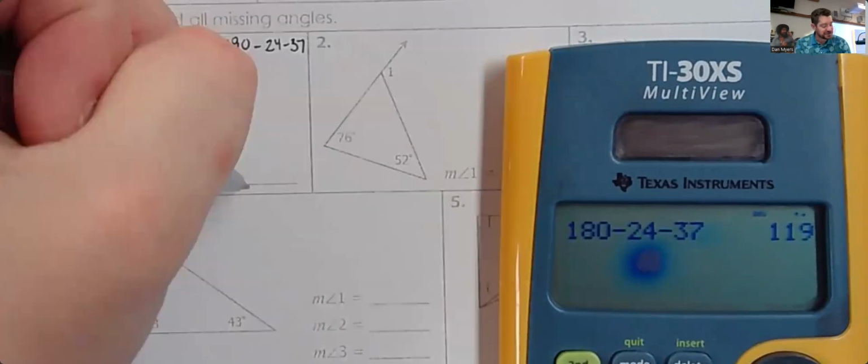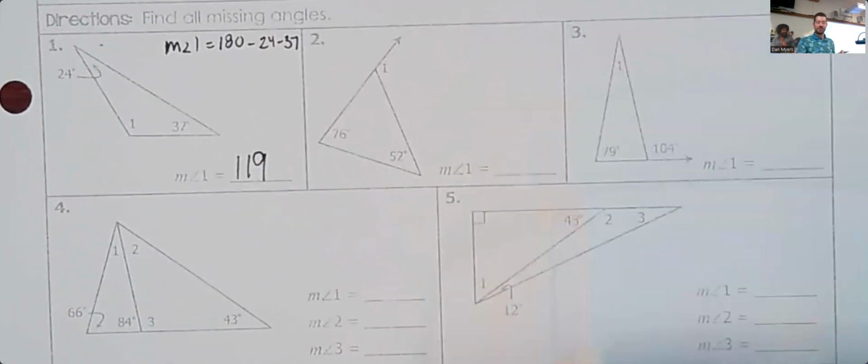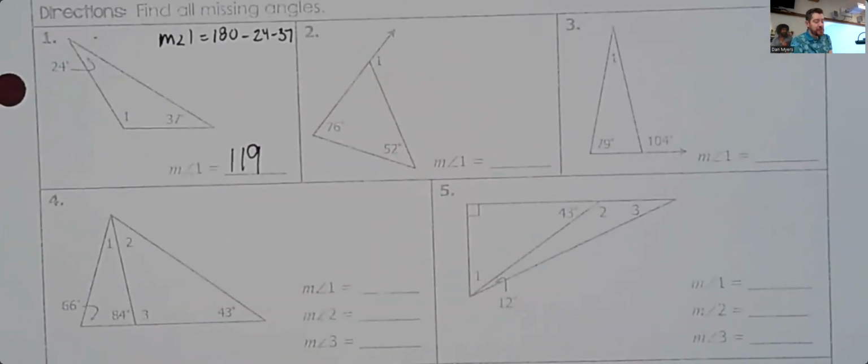Yeah, 119 degrees for the measure of angle 1. It is Halloween, so things are going to be weird, right? So, all right. The measure of angle 1 here is 119 degrees.